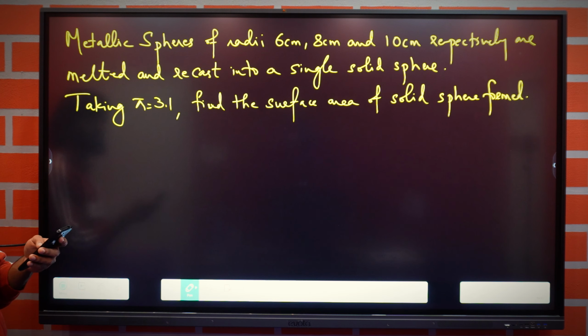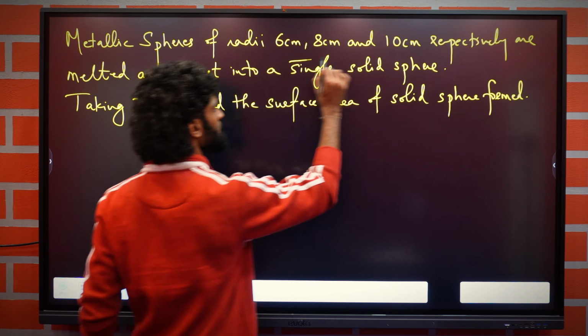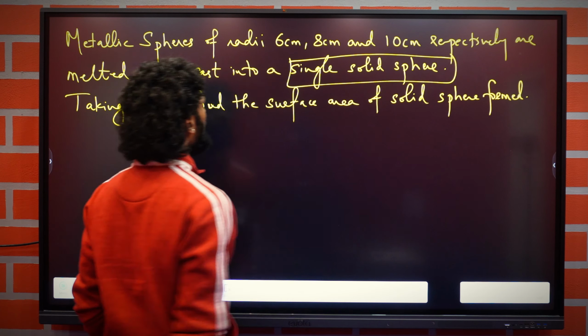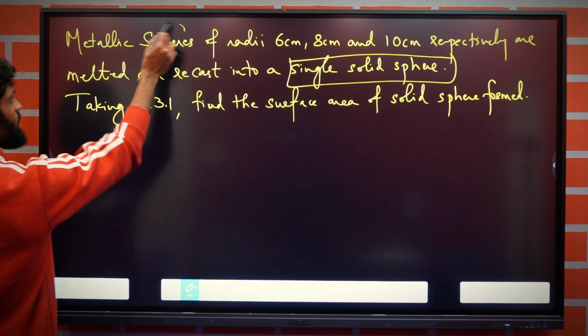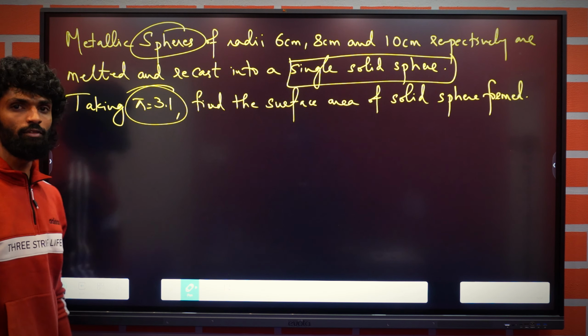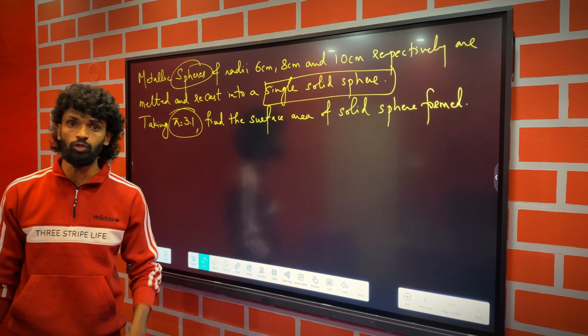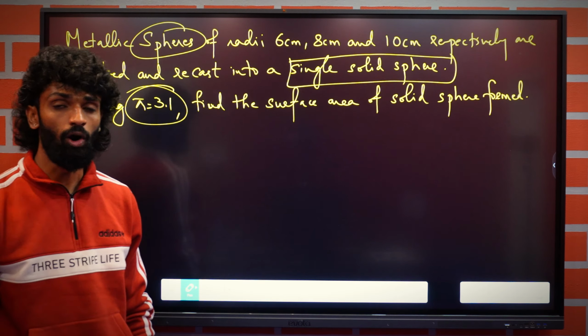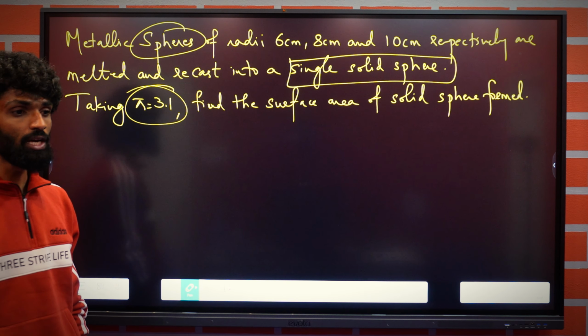Last question. Metallic spheres of radii, whatever, again recast into a single solid sphere. This is a very nice question. Okay. It's a metallic sphere, not a hemisphere. Taking the value of pi as 3.1. Wherever the value of pi is given as 3.1, you're supposed to follow their instructions. That's a rule. Or else you'll end up wasting a lot of time.